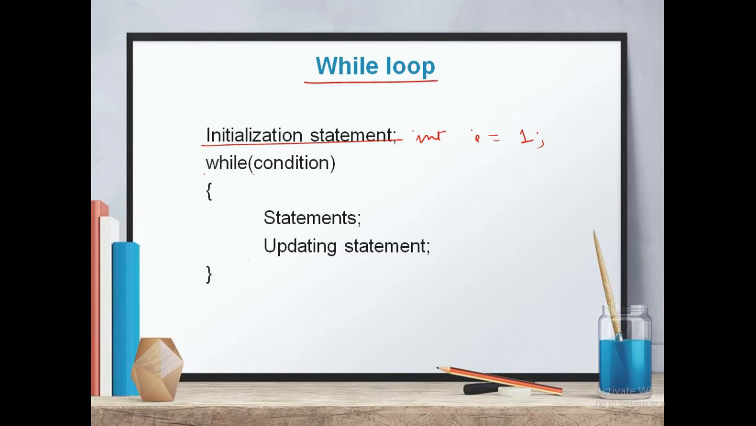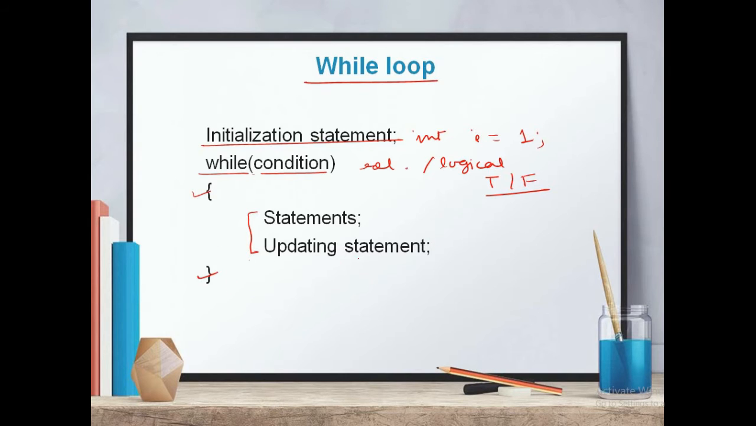Then there is the while condition. While is a keyword, so you should write it in lowercase letters. Then the condition can be any relational or logical expression, and the result will be either true or false. Then there are the statements that you want to repeat, which are in the body of the loop, and these statements should be enclosed inside curly braces. If there is only one single statement, then you can omit the curly braces also.